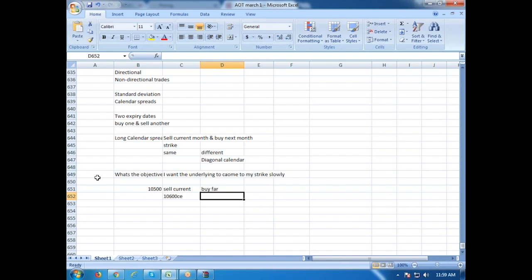Why do I want this? Because if Nifty comes to 10,600 on expiry, the price of the current month option will become 0, and the far month will have the best price available. The next month will still have prices, the best time value available in this; nobody else will have more time value. So your current month has gone to 0 and you have the best time value available in this. That is my objective for the trade. I want the underlying to come to my strike price slowly.